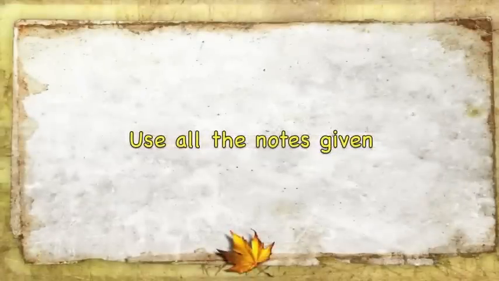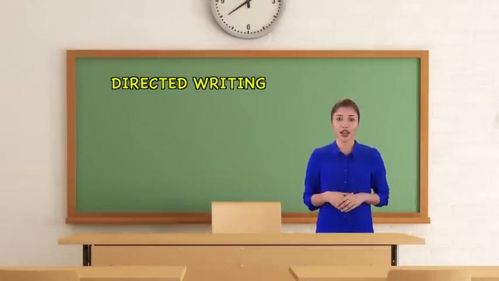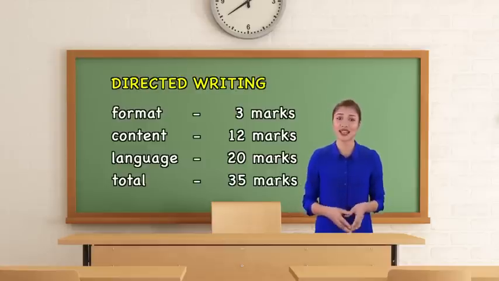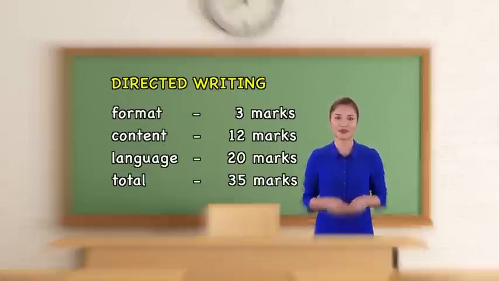Use all the notes given. As I have mentioned before, you must include all of the points given in the question. The total amount of marks allocated for directed writing is 35. And out of 35 marks, 12 marks are given for contents which have already been provided in the question.